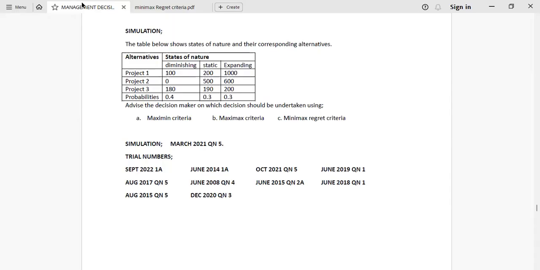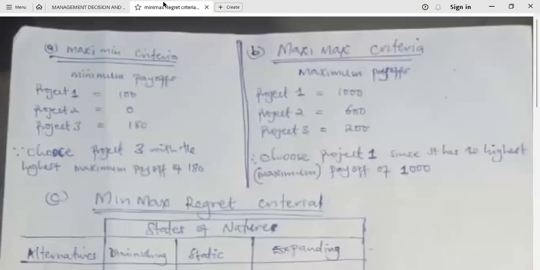We go to project 1. When we look at this project 1, we pick the highest. The highest value under project 1 is 1,000. We go to project 2. In this project 2, the highest value is 600. In project 3, the highest value is 300. So those are the figures that we are picking. Project 1, we have 1,000 as the highest. Project 2, it is 600. And project 3, it is 300.